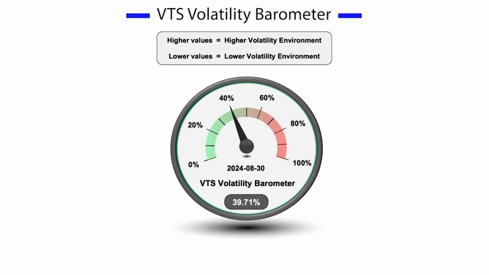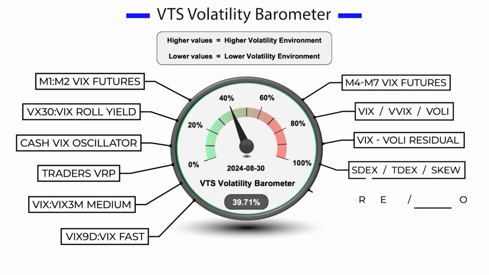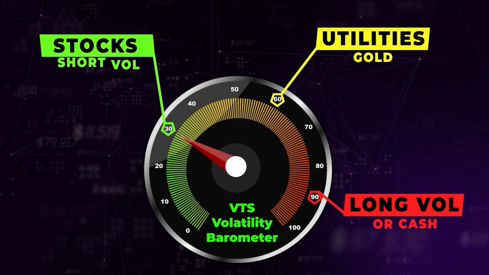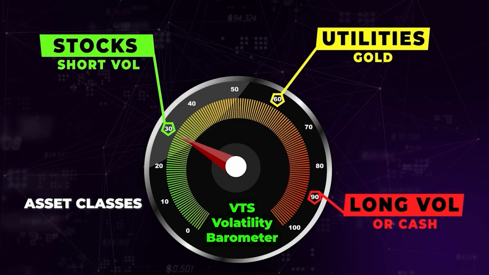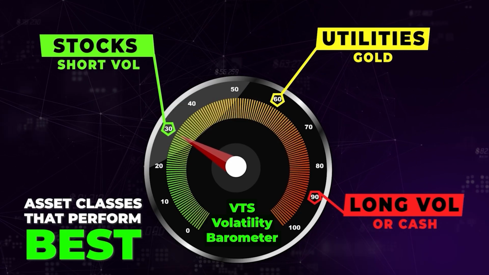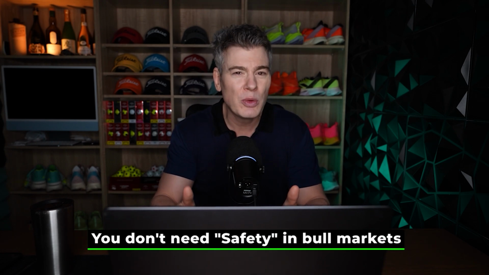I data mine all the volatility metrics and combine them into a single index that is the best representation of market volatility there is. I call this my VTS Volatility Barometer, and then I use it to strategically make sure that I'm only holding the asset classes that perform best given the current level of market volatility. You don't need to hold positions like gold or treasuries, for example, when the market is doing really well. There's no point in that.